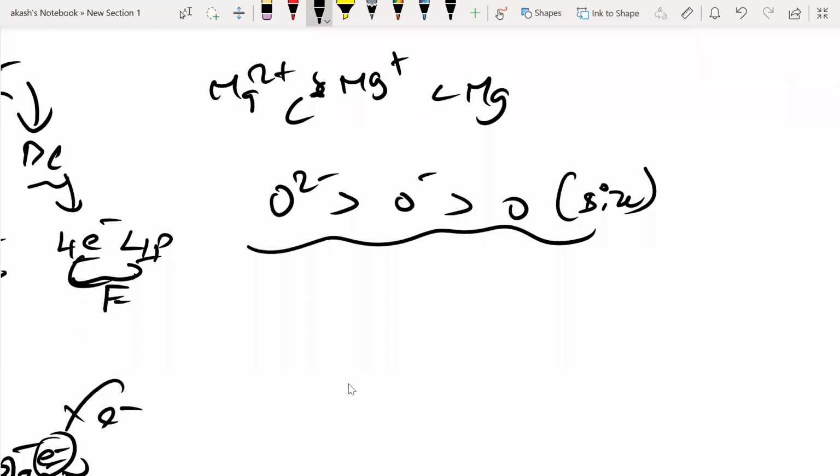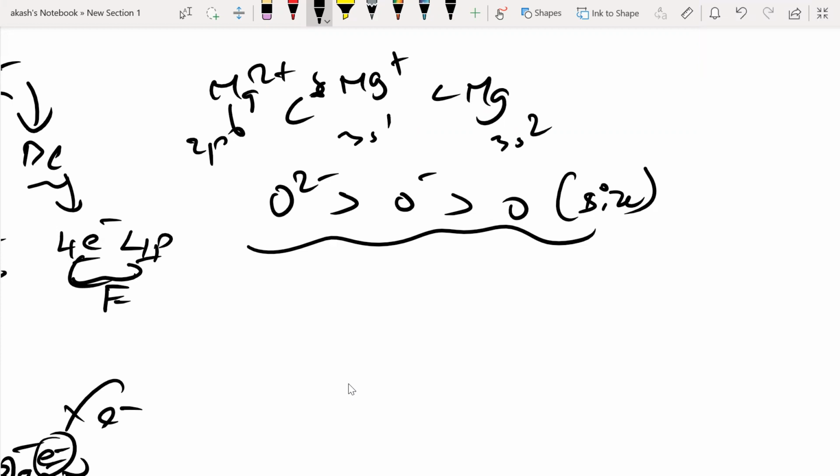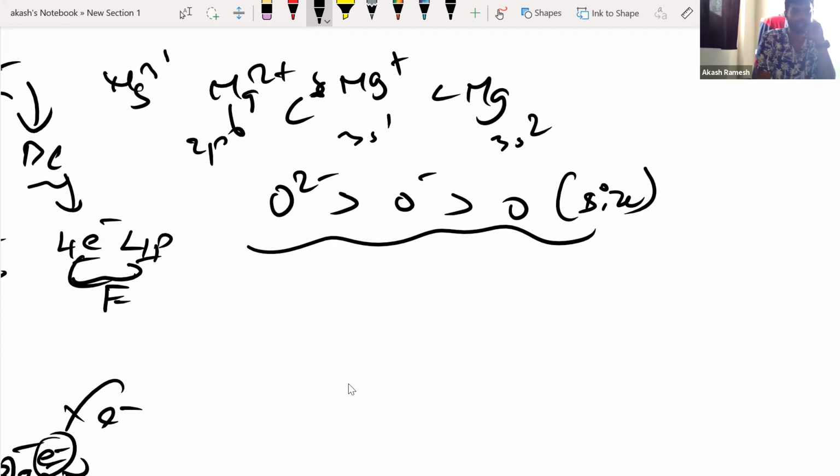Sir, can you write the electronic configuration as well for Mg2 plus, Mg plus and Mg? Sure. This will be 3s2, this will be 3s1, and this will be 2p6. Sir, can you write Mg3 plus also? Mg3 plus will be 2p5.